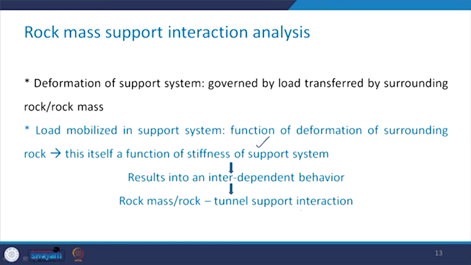Why we are calling this interaction is because of these two statements. That is, deformation of the support system is a function of the load transferred by the surrounding rock. This load which is being mobilized in the support system is a function of deformation of the surrounding rock, which itself is a function of stiffness of the support system. So, this is all interdependent behavior and is called rock mass or rock tunnel support interaction.